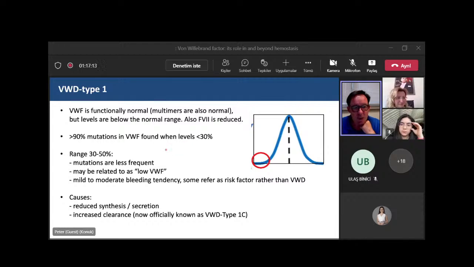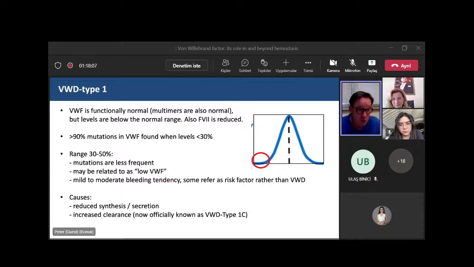And what is important here is that we can distinguish more or less two types of type 1. The type 1 where VWF levels are below 30%. In that case, there is no doubt that it's really VWD, because in more than 90% of the cases there are mutations in the VWF molecule. However, there is a gray area, where, unfortunately, we find most of the patients, where the range is between 30 and 50%. Their mutations in VWF are less frequent, but they can be somewhere else in the genome that may be affecting VWF. This is mostly referred to as low VWF, and it is mild to moderate bleeding tendencies, and sometimes it's even referred to as a risk factor rather than VWD.